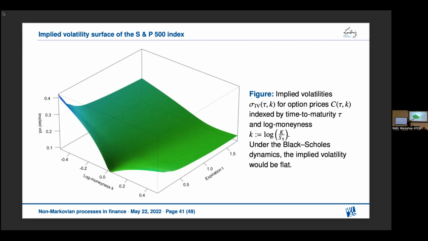At-the-money implied volatility skew. So you see, somehow, if you think of it from a PDE point of view, the volatility is related to the second derivative. And if you take a derivative of the second derivative, you get a third derivative, which is why you could call it a skew.